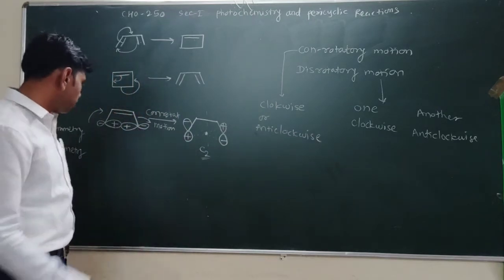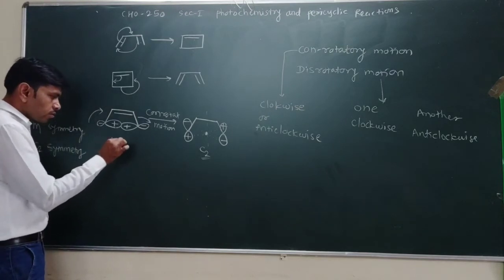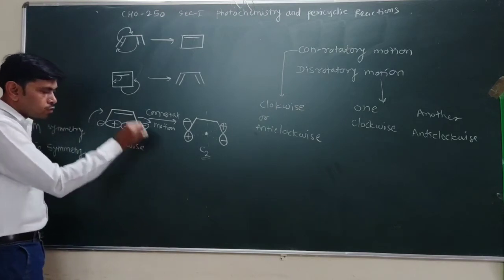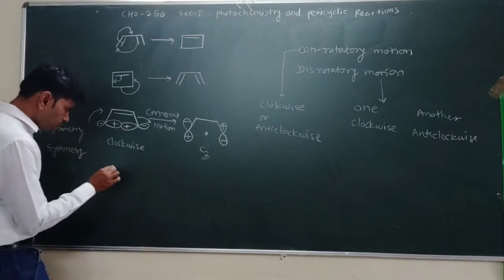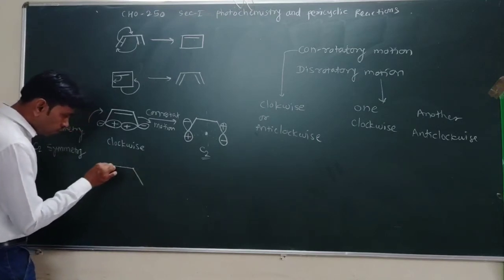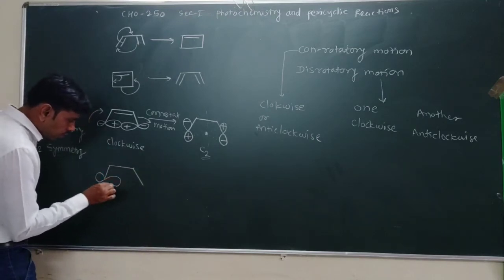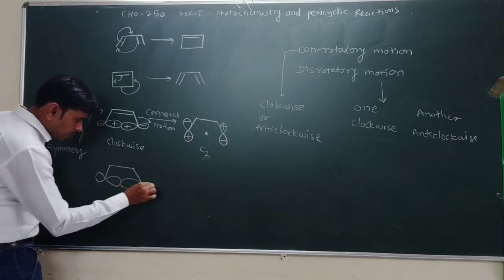So in conrotatory motion, in this case, we rotated both orbitals clockwise. Now let's see what happens when we rotate both the orbitals anti-clockwise.